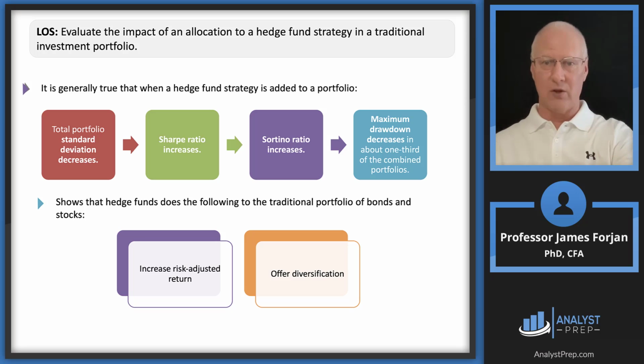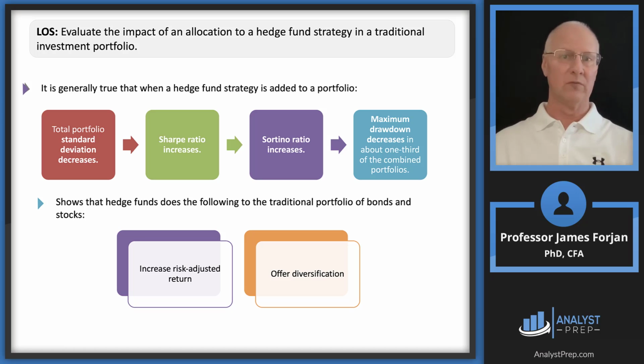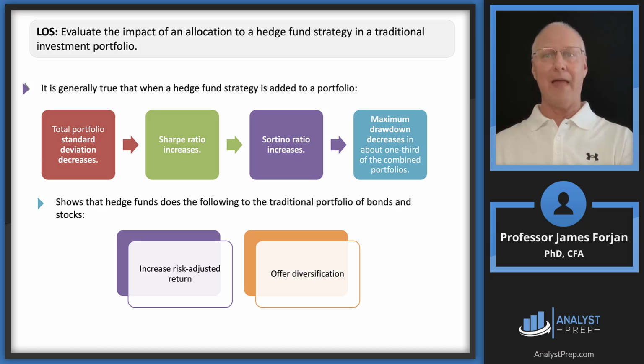Let me just remind you that with the Sortino ratio we're dividing by the downside risk. Remember, the downside part of the standard deviation. And then that maximum drawdown that we talked about at length in Level 2 probably is going to decrease by a substantial amount. So we get increased risk-adjusted returns and diversification if we add 20% to our traditional 60-40 portfolio.